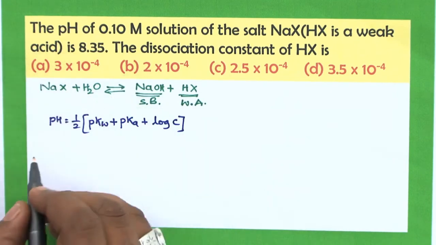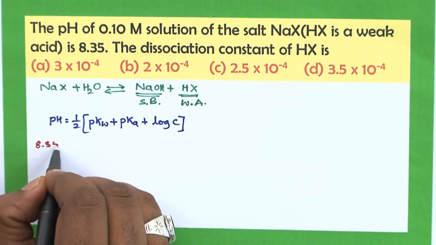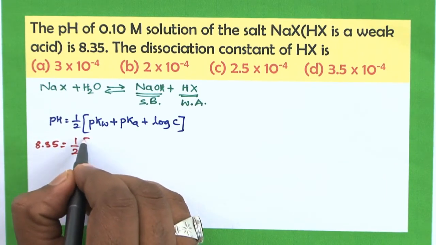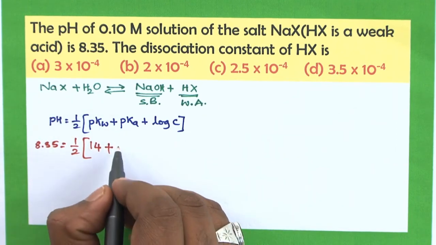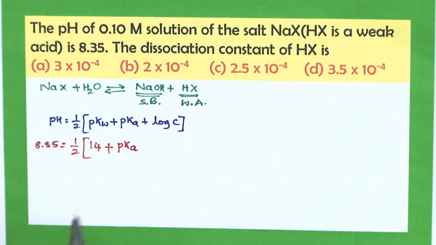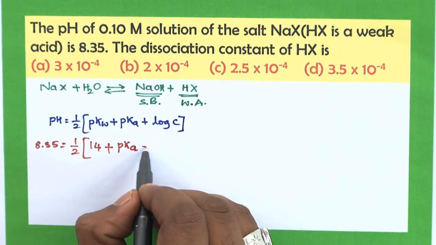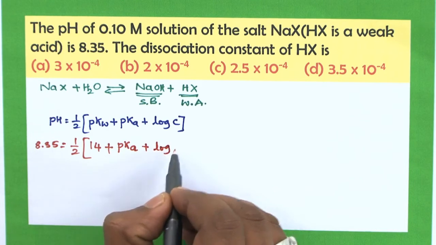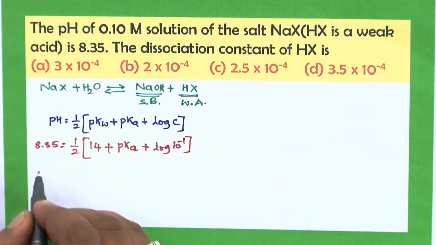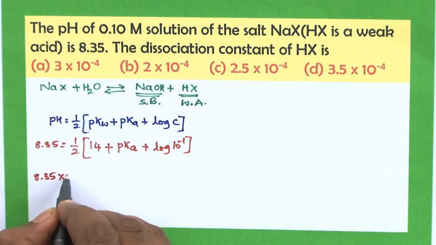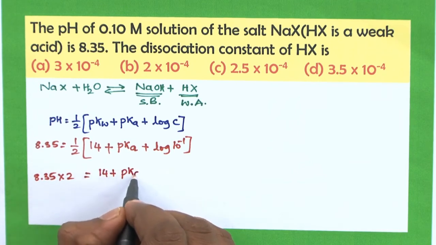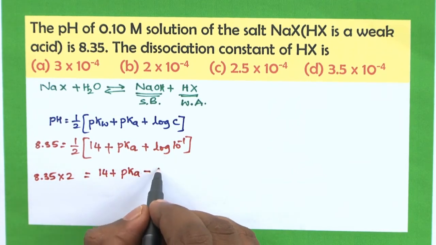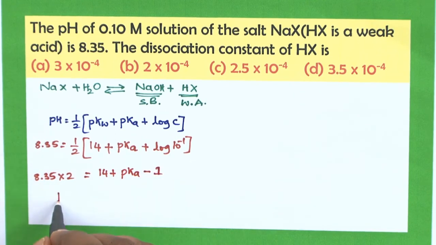The pH value given is 8.35, that is equal to half of pKw, which is 14, plus pKa, plus log C, that is C is 0.1, that is 10 to the power minus 1. If I take the two to the other side, it will be 8.35 into 2 is equal to 14 plus pKa plus log of 10 to the power minus 1, which is minus 1.